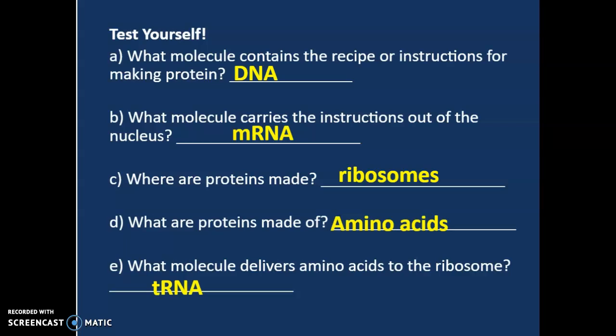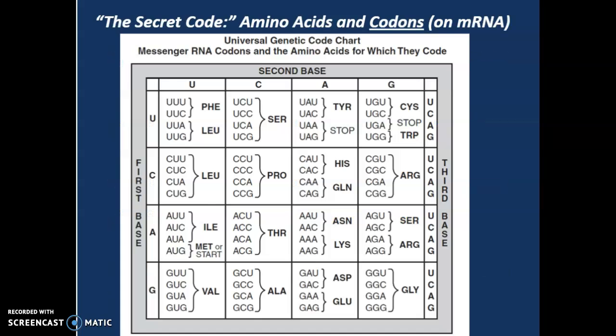Amino acids. So remember, amino acids make up a polypeptide chain. Once that chain reaches 100 amino acids or more, it has to be at least 100, then it will be considered a protein. What molecule delivers amino acids to the ribosome? tRNA or transfer RNA. And finally, we're going to look at the amino acids and codons on mRNA.